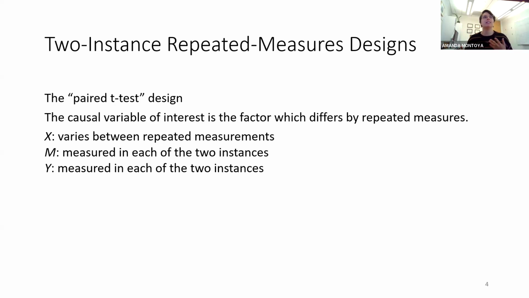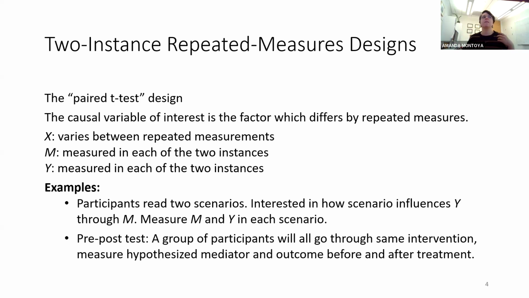So the idea here is that the causal variable of interest is what differs between two repeated measurements. And then X varies between those repeated measurements, so that's our causal variable of interest. The mediators are measured in each of those 2 instances. The outcomes are measured in each of those 2 instances. And so far, moderators have always been between subjects.